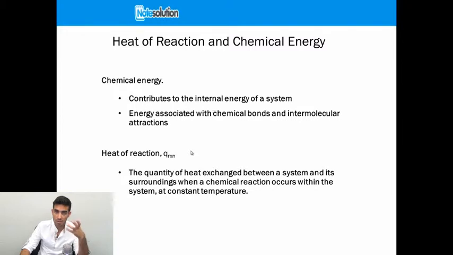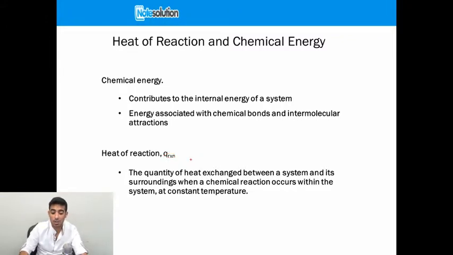So it's mainly focused on the breaking of chemical bonds or on the forming of chemical bonds, as well as intermolecular attractions. As we talked earlier, the amount of heat is symbolized by Q. Now, the heat of a reaction is symbolized by Q, with reaction represented by Rxn at the bottom.